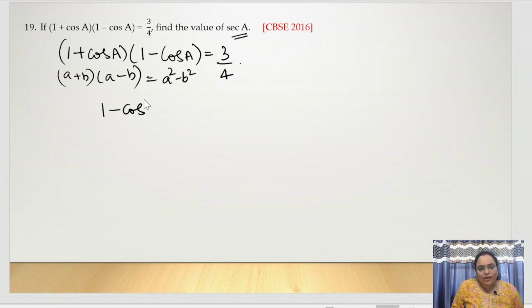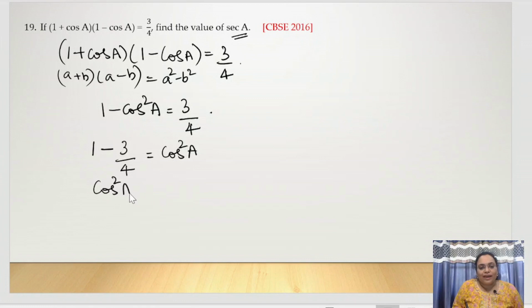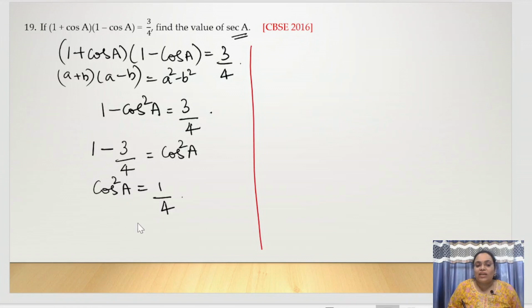1 minus cos square A is equal to 3 by 4. So we will just send 3 by 4 to the LHS and we will send cos square A to the RHS. 1 minus 3 by 4 is equal to cos square A. So you will get cos square A is equal to 1 by 4.